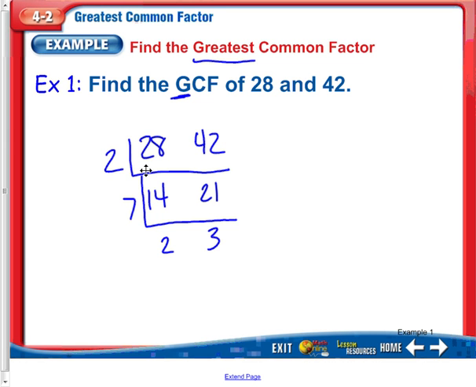Now here's the really neat thing about the L method: to find the GCF, all you do is look at the left hand side of your L method workspace, and you see that we have two numbers over here, and these are the two numbers that we use to break down our original 28 and 42. So we broke it down with a 2, and then we broke it down with a 7. So what we need to do is take those two numbers and multiply them. So 2 times 7 is 14, and 14 is the GCF of both 28 and 42.